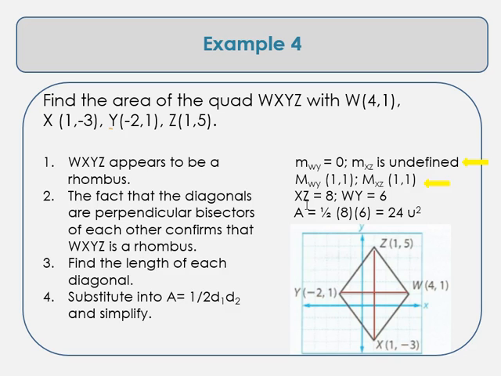This should be something you can get out of your notebook quickly. Solve for the length of XZ, and then solve for the length of WY. You'll find that your answers should be 8 and 6. These will be the lengths of your two diameters, and you substitute those values, and you will have 24 units squared. So go ahead and use the distance formula, and then solve.